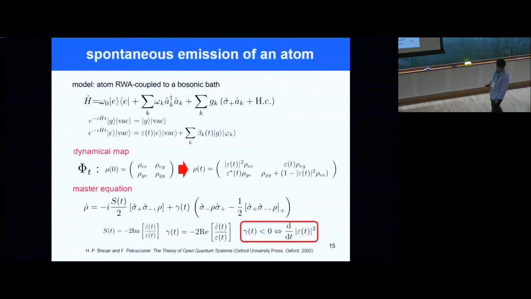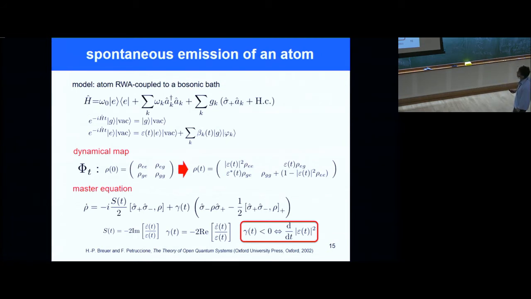The instance I'm more interested in now is the spontaneous emission of an atom which is coupled to a bosonic bath initially in the vacuum state, under the rotating wave approximation. So you know that the ground state will remain unchanged, while the excited state times the vacuum will go into a superposition of excited state times vacuum and a single photon state of the reservoir times the ground state. We call this epsilon t the excited state probability amplitude for the atom.